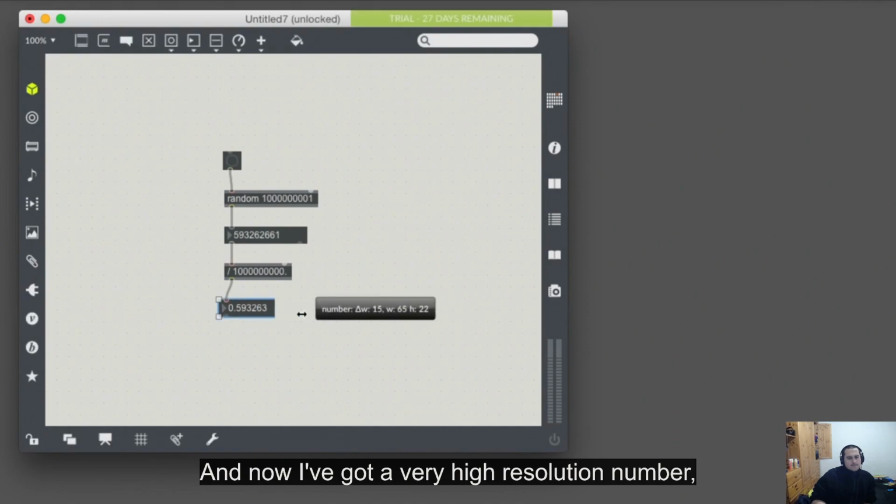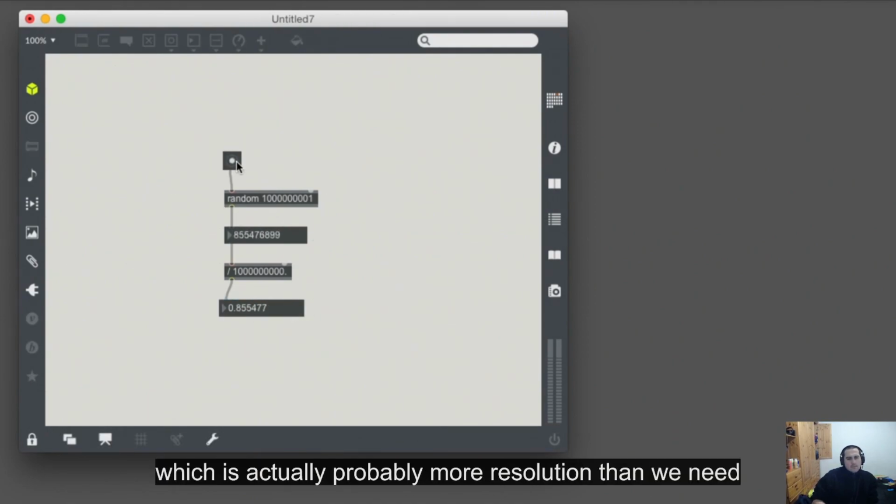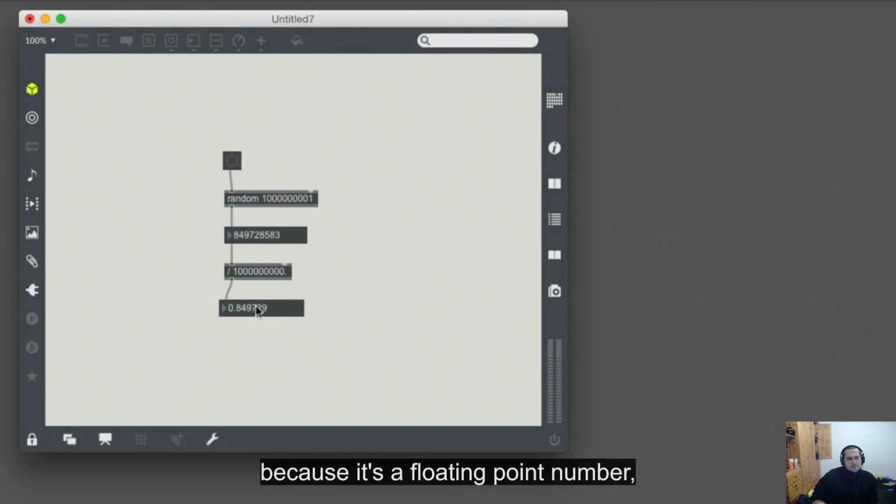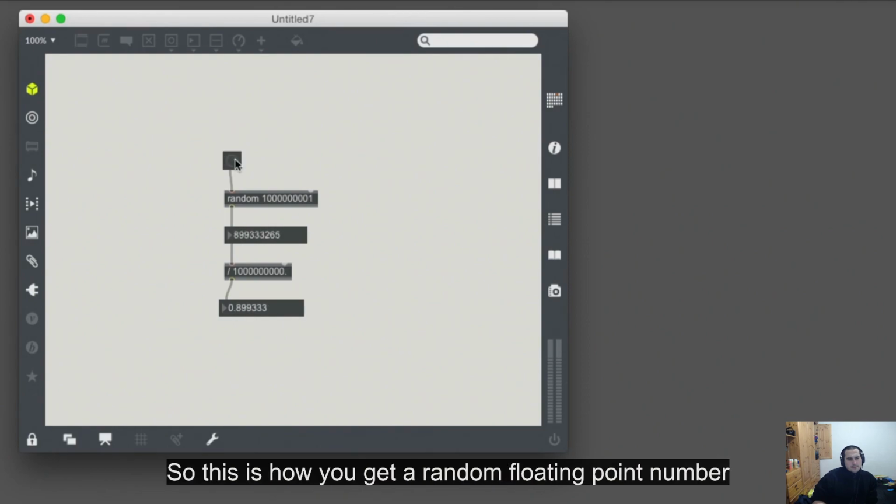And now I've got a very high resolution number down to the 1 billionth point, which is actually probably more resolution than we need, because it's a floating point number. It's only giving me 6 significant digits here. So this is how you get a random floating point number between 0 and 1.